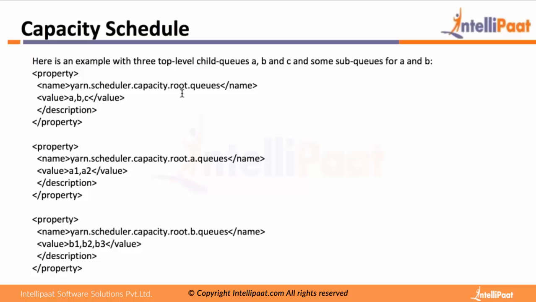So here you have root. Inside the root you have A, B, C. Inside A you have A1, A2, and inside B you have B1, B2, B3. So your organization is root, and inside root you have three departments A, B, C. Inside department A you have teams A1, A2. Whoever is working in the A2 team should submit their jobs to this queue. People working in B3 should submit here. That is how it works.